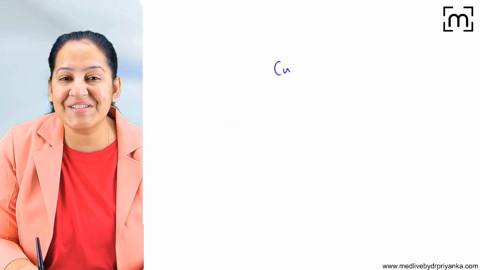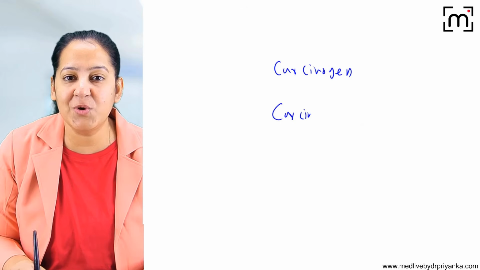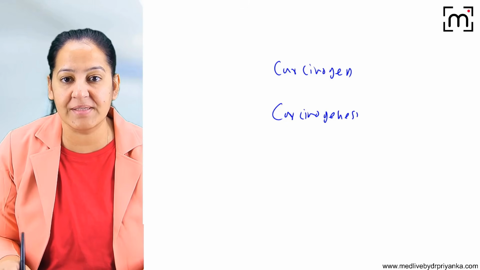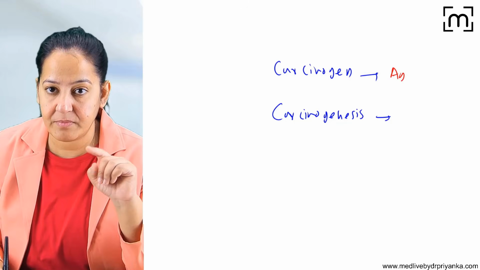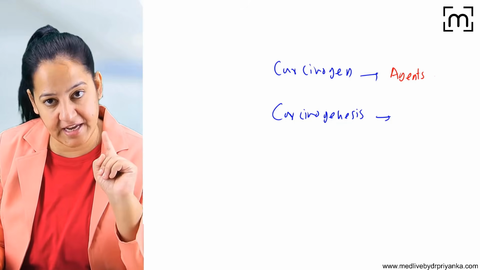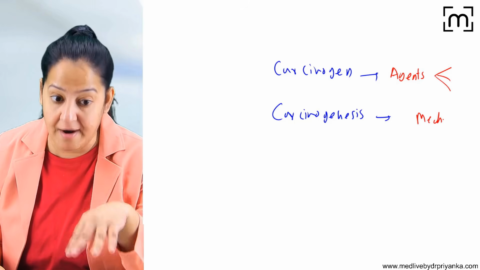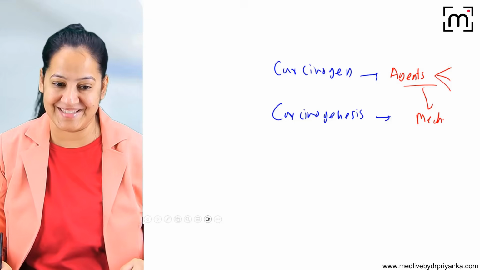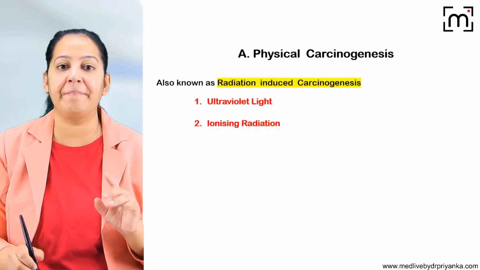So what is the definition of carcinogens? What is carcinogen, and what is carcinogenesis? Can you tell me what is carcinogen and what is carcinogenesis? Carcinogens are the agents which induce the mutation. They can be physical, chemical, and biological. And the mechanism by which this mutation occurs by these agents is known as carcinogenesis. So it is basically the mutation. One by one, we will have a look at all three types.